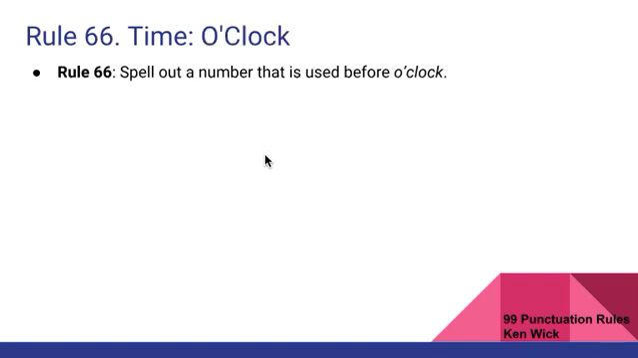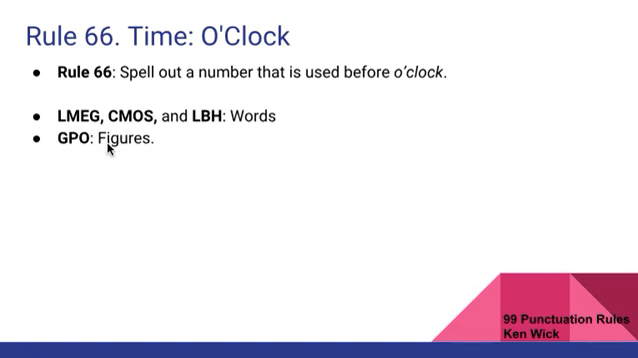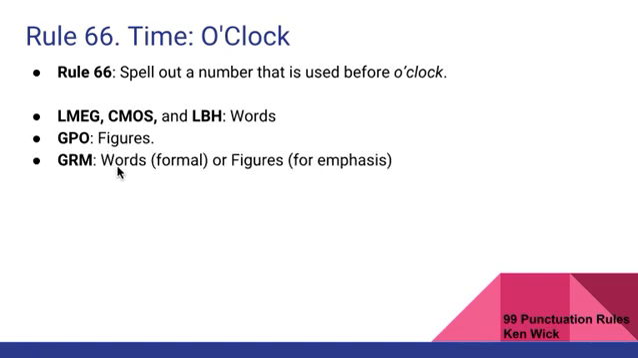Rule 66. Time with o'clock. Spell out a number that is used before o'clock. Now, once again, there's a little bit of difference between the style guides, LMEG, CMOS, and LBH. That's the Little Brown Handbook. It says use words before o'clock. The GPO uses figures. The GRM says use words are more formal and figures for emphasis, so sort of either or.